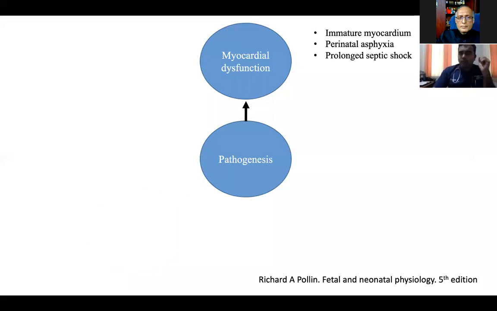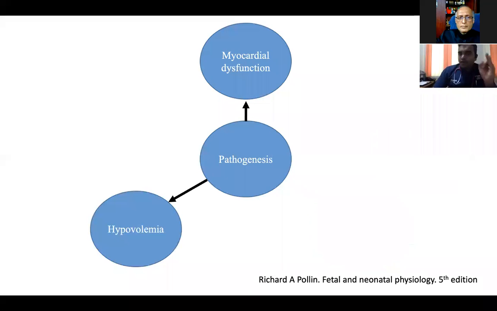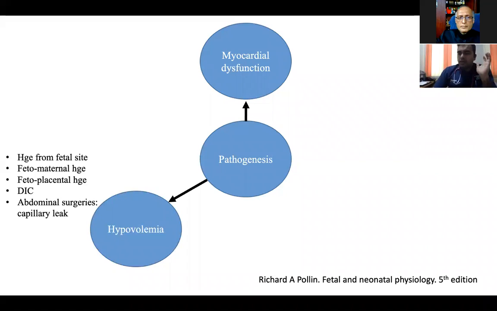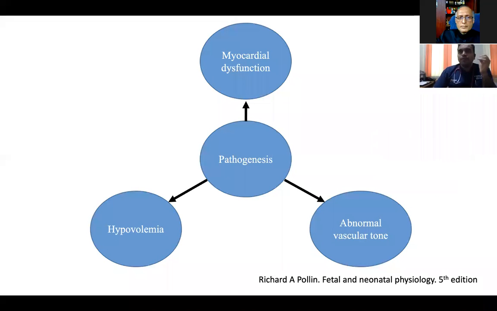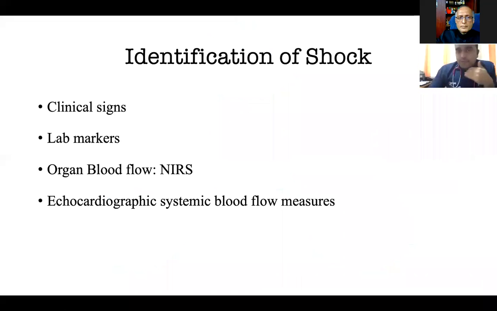So the three most common pathogenesis of shock are, one, myocardial dysfunction, second, hypovolemia, and third, abnormal vascular tone. Now, what are the features whereby you are able to identify shock in neonates? So you have clinical signs, laboratory markers, then there are markers which help us to assess the blood flow to the organs. So there you have NIRS.